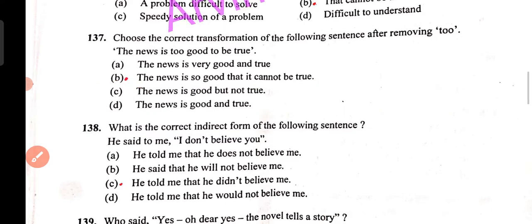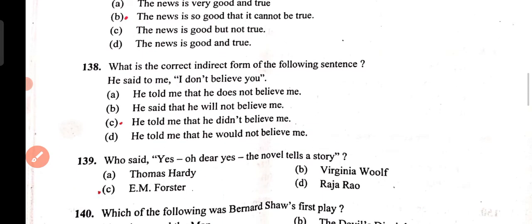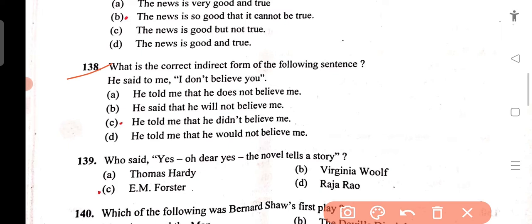Now the question number 138. What is the correct indirect form of the following sentence? He said to me, I don't believe you. So its answer will be option number C. He told me that he didn't believe me.